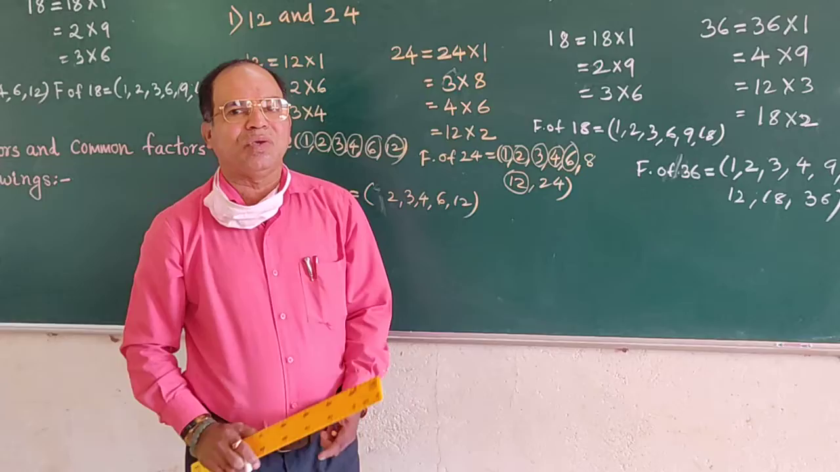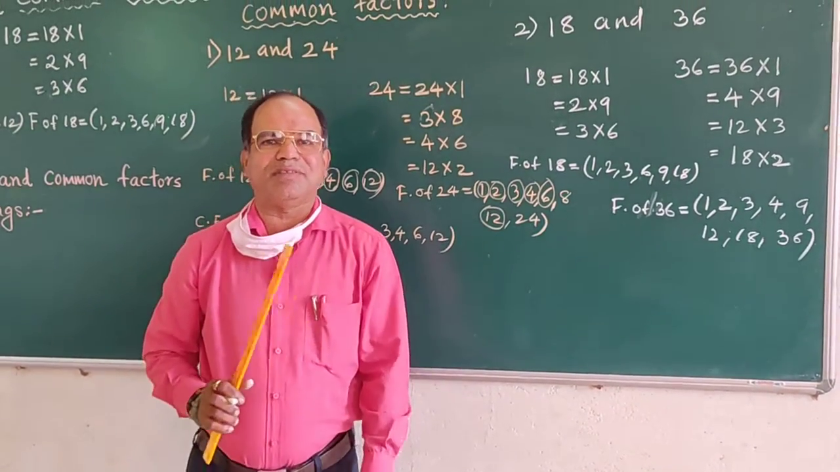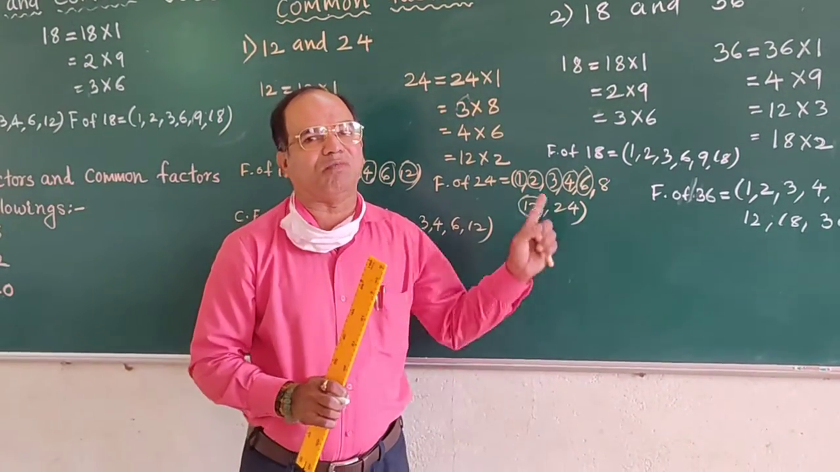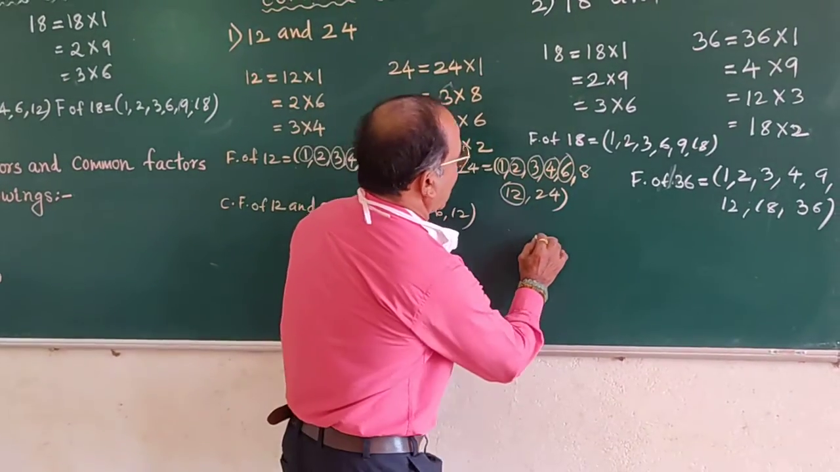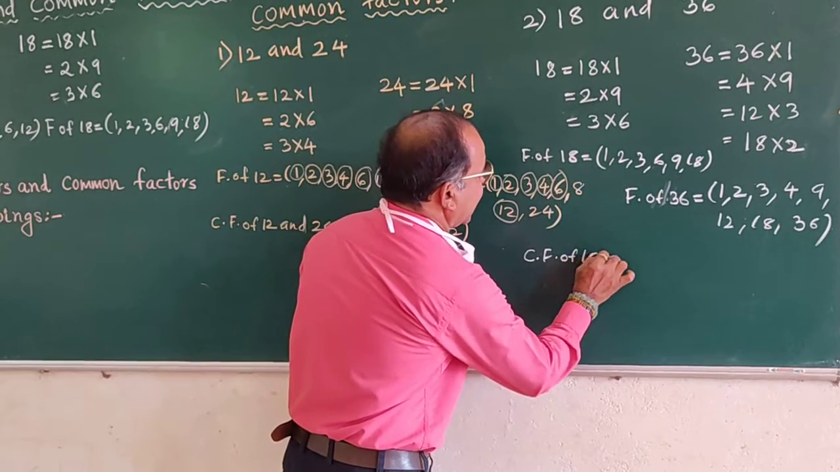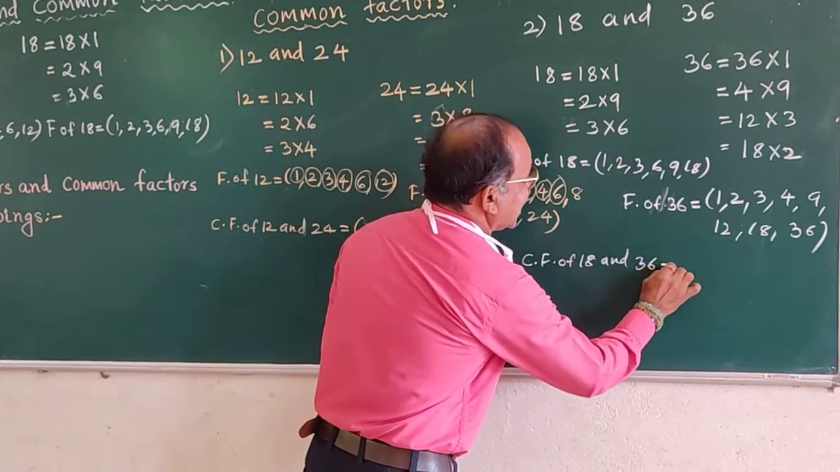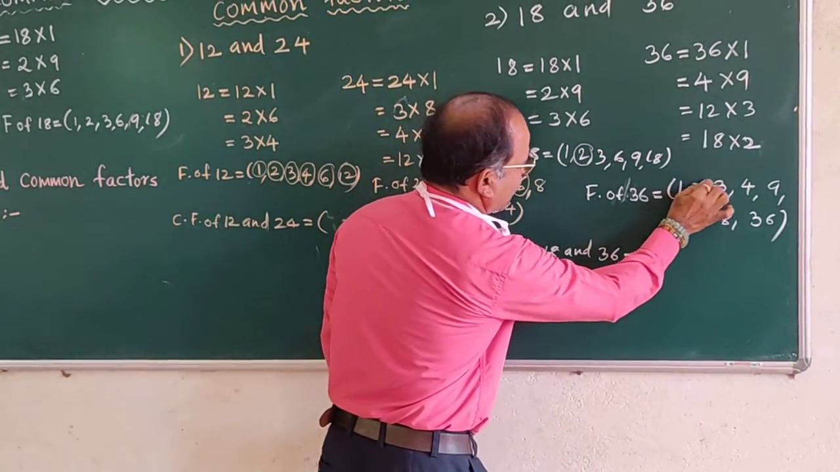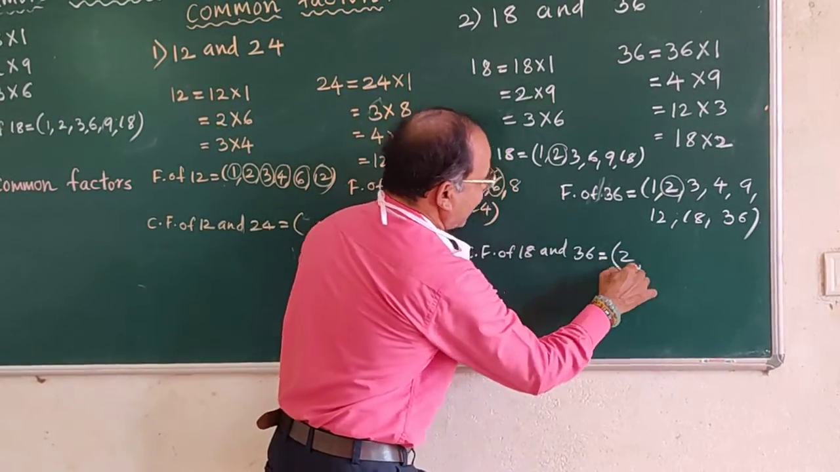Then what is the next step? You have to find out the common factors of 18 and 36. What is the concept of common factor? That means the factor should be a factor of both the given numbers, that is 18 and 36. So common factors of 18 and 36 is equal to, you can write here we are having 2, then here also 2 is a factor of 36. So 2 is common in both. So 2 is a common factor.